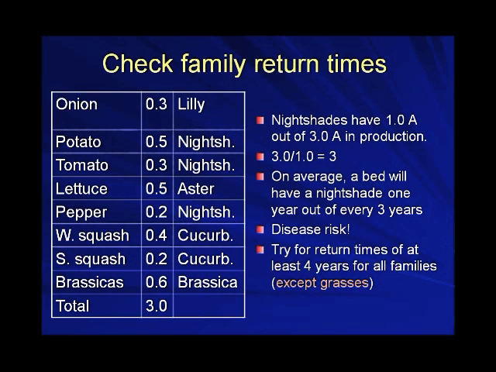Generally, a rough rule of thumb is to try for return times of at least 4 years as a preventative. Now, if a disease does build up, then you might need to go longer to get rid of it. But as a preventative, a 4-year return time is probably about the minimum you want to have for most crop families. Now, the exception there is grasses. You can grow grasses more frequently.